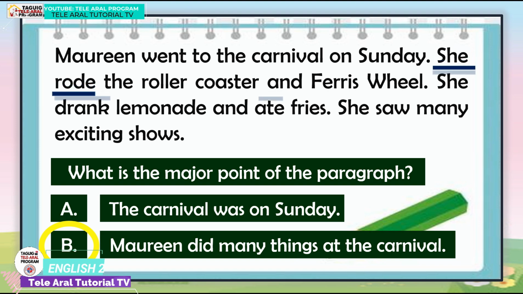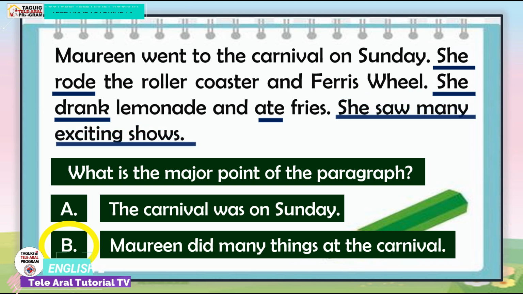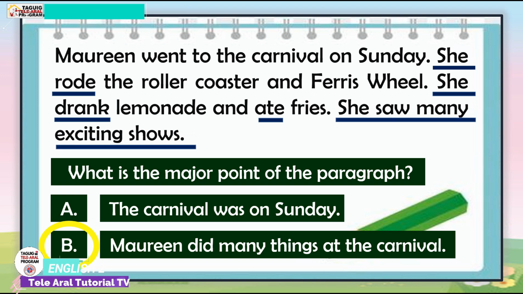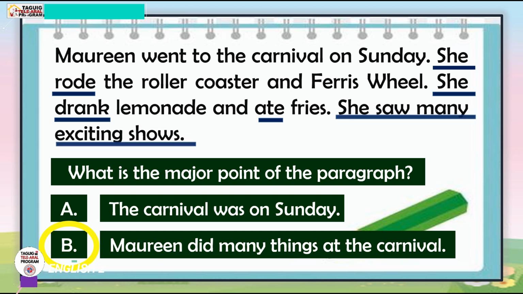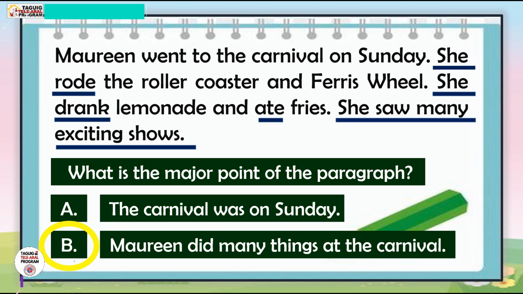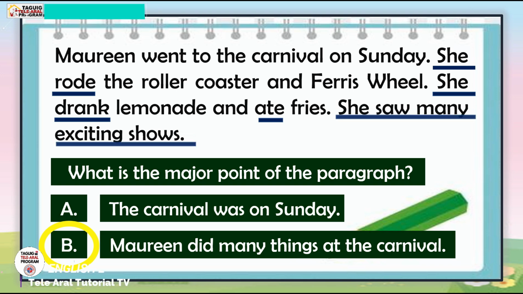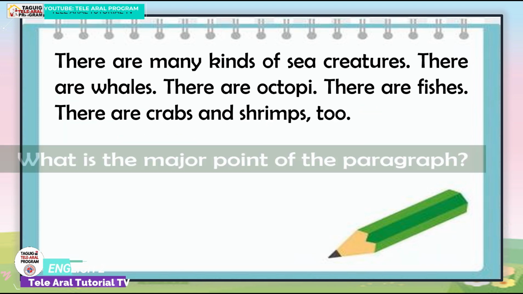Looking back at the text that we read a while ago, we can definitely see some ideas like she rode, she drank and ate, and she saw many exciting shows. All of these ideas talk about Maureen's experiences and activities at the carnival. Therefore, we conclude that the major point of this text is Maureen did many things at the carnival. Let's have another example.